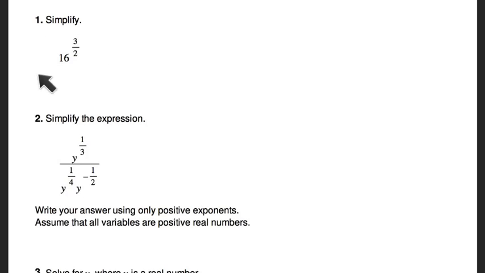If I'm going to evaluate 16 to the power 3 halves, how in the world do I do that? How do I raise the number 16 to a power 3 over 2, 1.5? That's not a whole number. What if I change, yeah, go ahead.